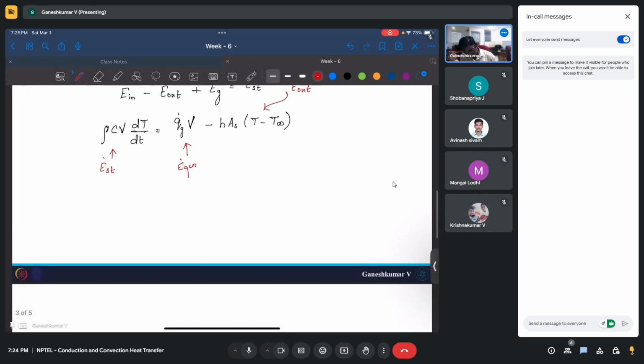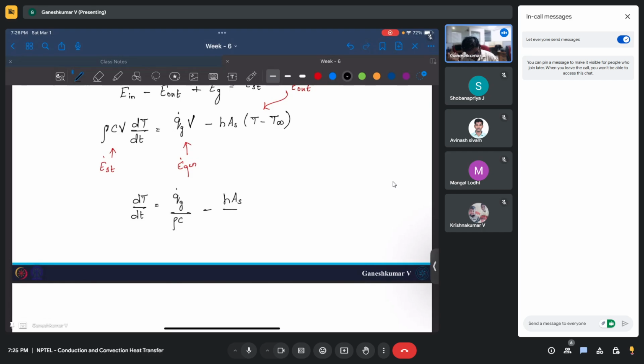So let me simplify it further. dT by dt is equal to Q dot generation divided by rho C, where V gets cancelled, minus h A_s by rho C V times (T minus T infinity). So this is your final equation.